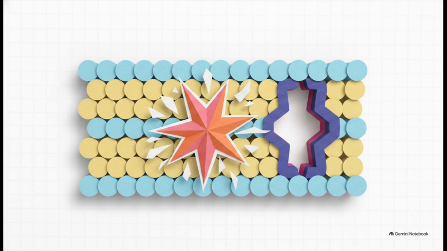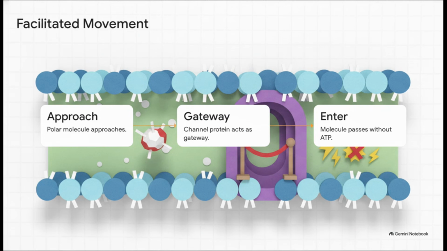But of course, there's a catch. Because those lipid tails tucked inside the membrane are nonpolar, polar molecules get rejected right at the door. No exceptions. They just can't pass through that water-fearing middle layer on their own. They're going to need a designated door. So, when a polar molecule approaches, instead of just bouncing off, a special carrier or channel protein steps in as a gateway. We call this facilitated movement.